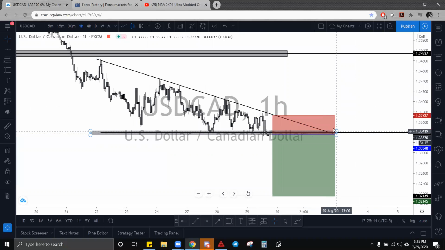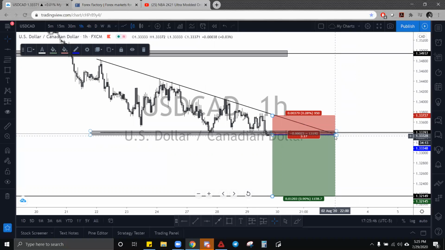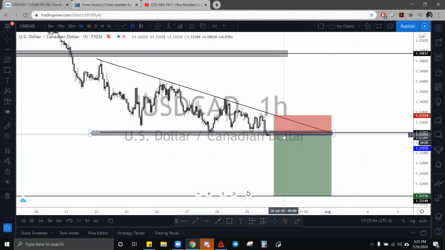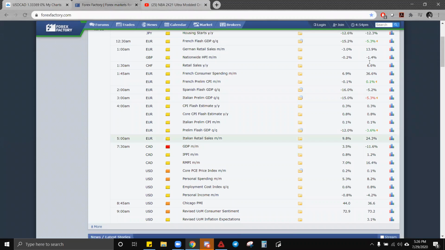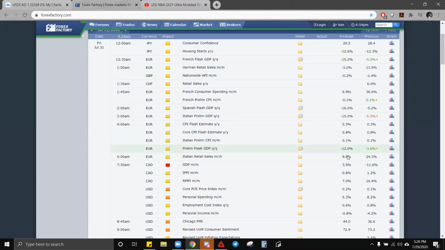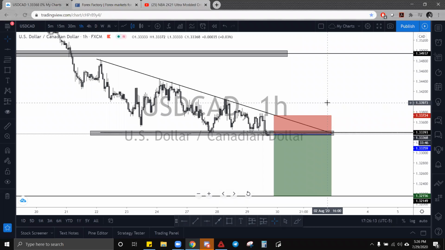The only downside about this setup is that there's CAD news on Friday. So I don't know how that's gonna affect CAD. It might make CAD stronger. That's probably why it's slow. Let me see. There's news, and from the way this news is looking, if the actual is better than the forecast, CAD will be stronger. But it's moving very, very slow.